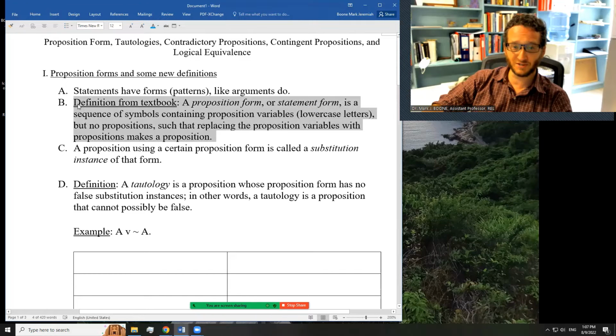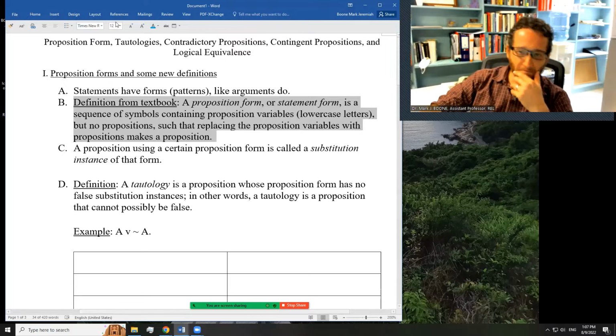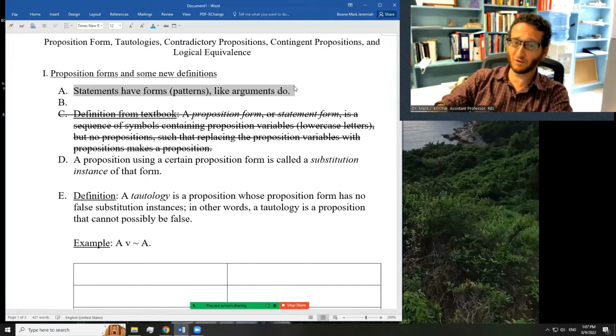Let me see if I can just put this into more ordinary words. A proposition form is a symbol for the pattern of a proposition. Now I realize I don't like that, because I don't even think this is a proposition form. This is a symbolized proposition form. So I don't like this definition. Let me see if I can just replace this. Oh yes, all you really need to do is observe statements have forms.